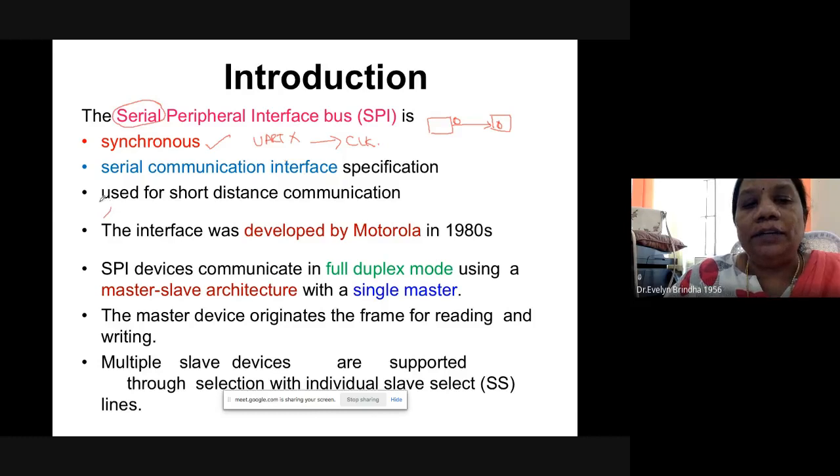Another important point is that it is used only for short distance communication, such as between your computer and a printer, not for connecting between areas. That is one of the limitations of SPI. SPI cannot be used for long distance communication. It can be used only for short distance communication.